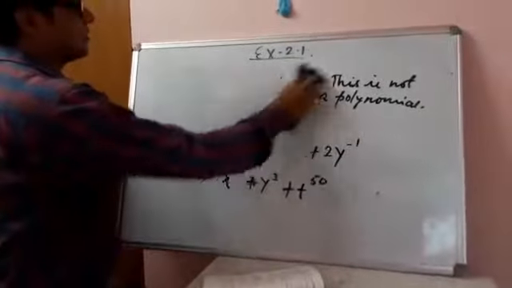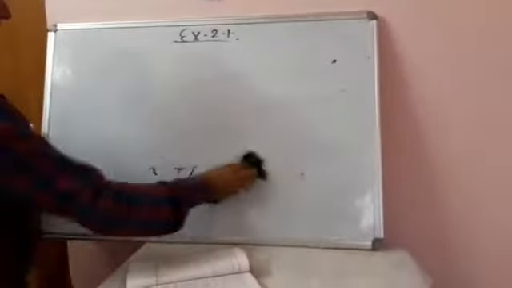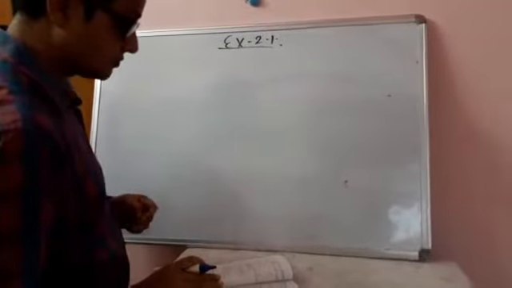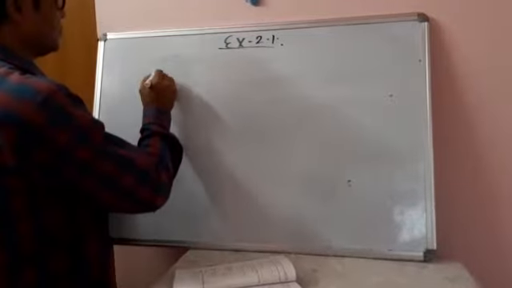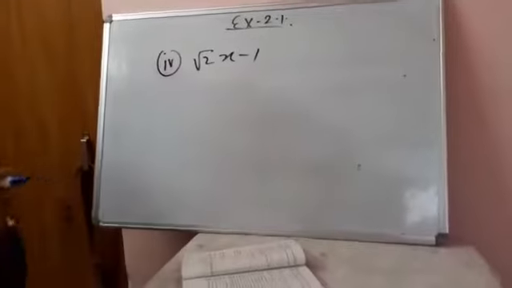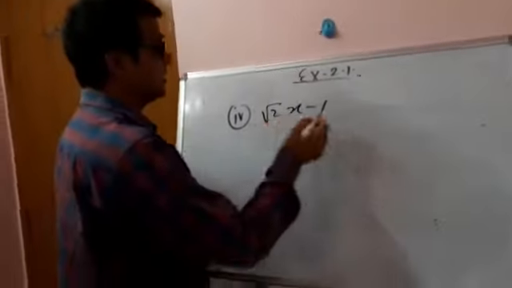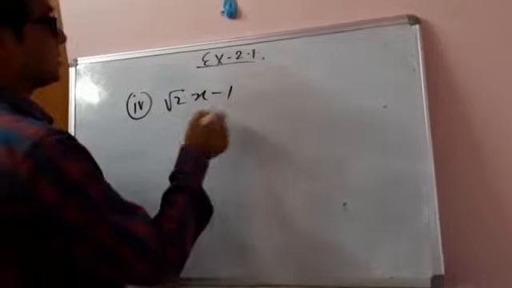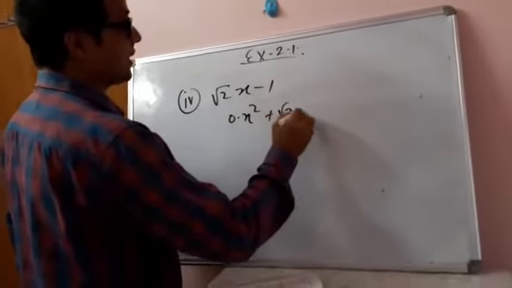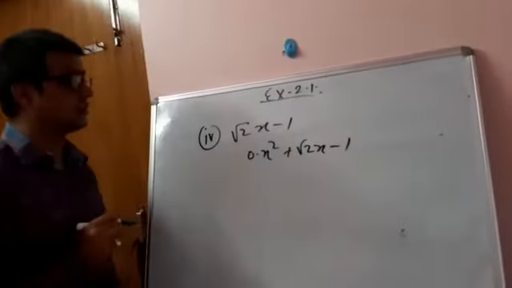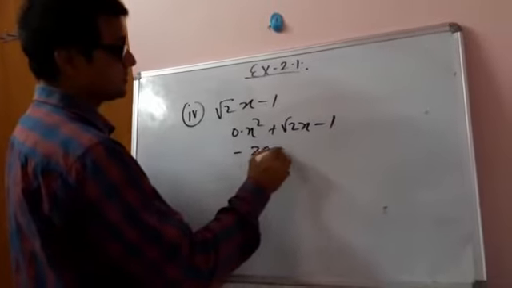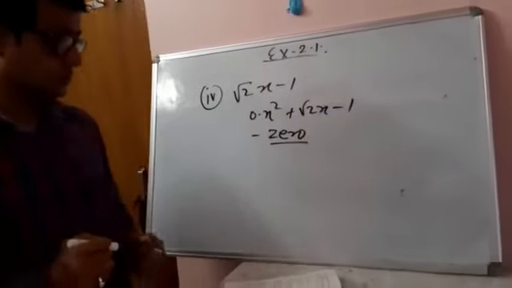I am just doing one part for this question. This is question number 4: root 2 x minus 1. We need to write the coefficient of x square. This x square is not in the given polynomial, so it could be written as 0 into x square plus root 2 x minus 1. So what is the coefficient of x square in this case? The answer is 0. So this is your question number 2.